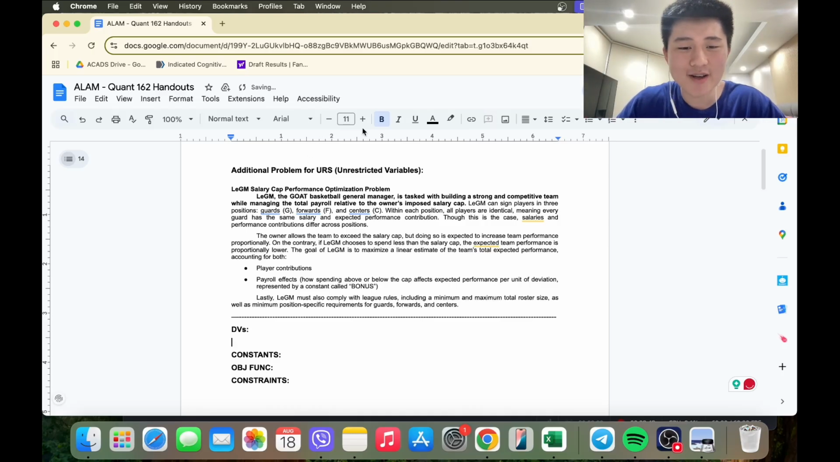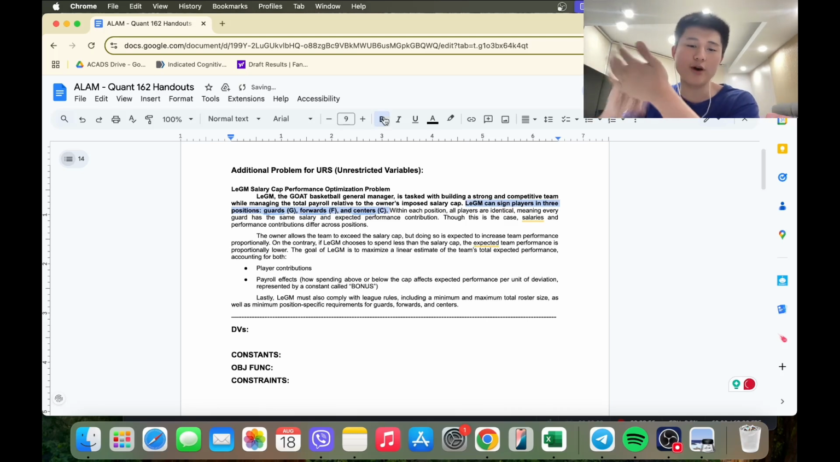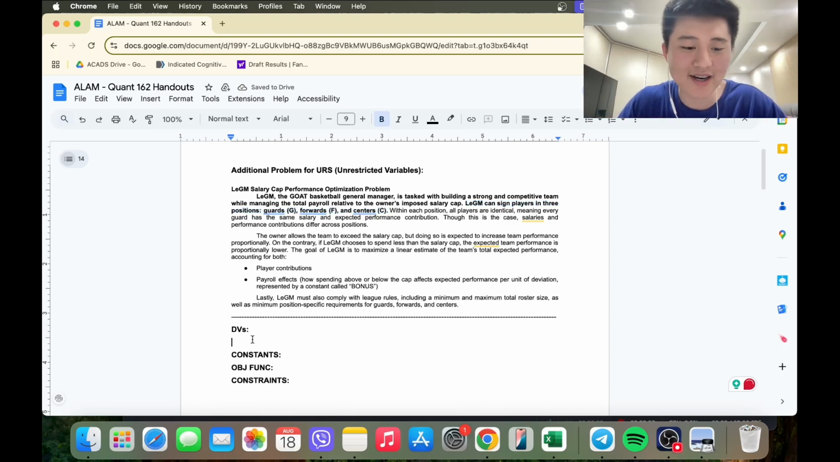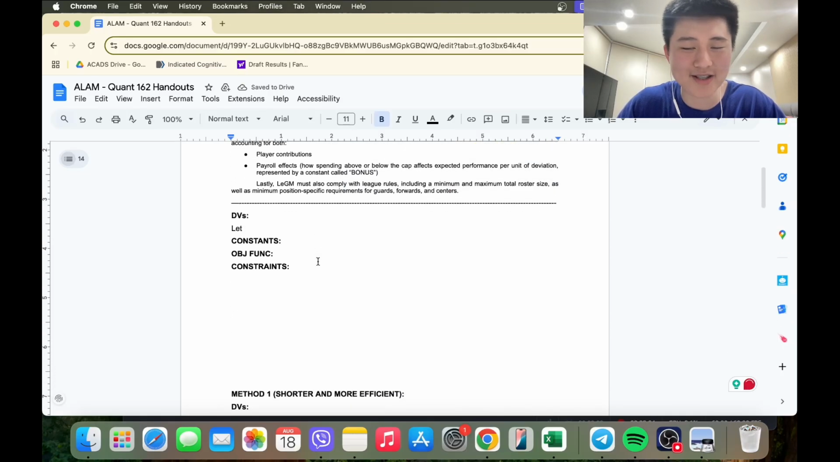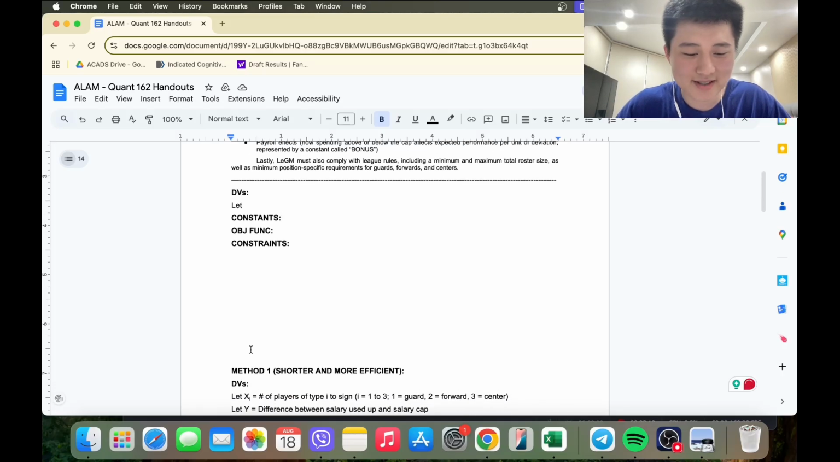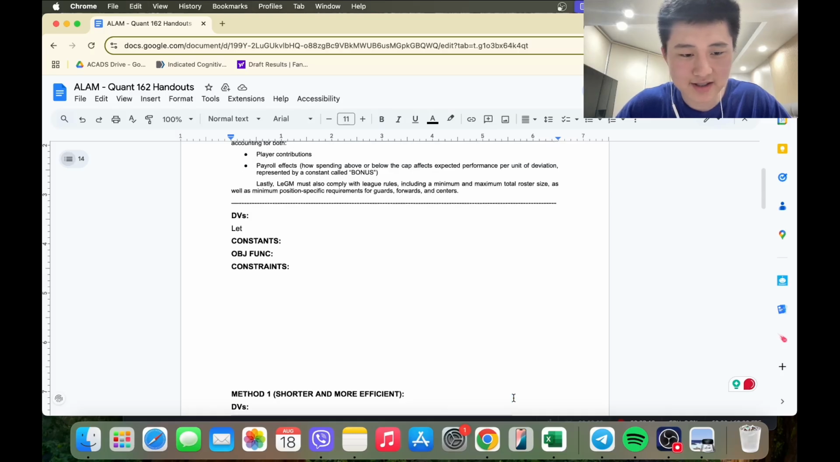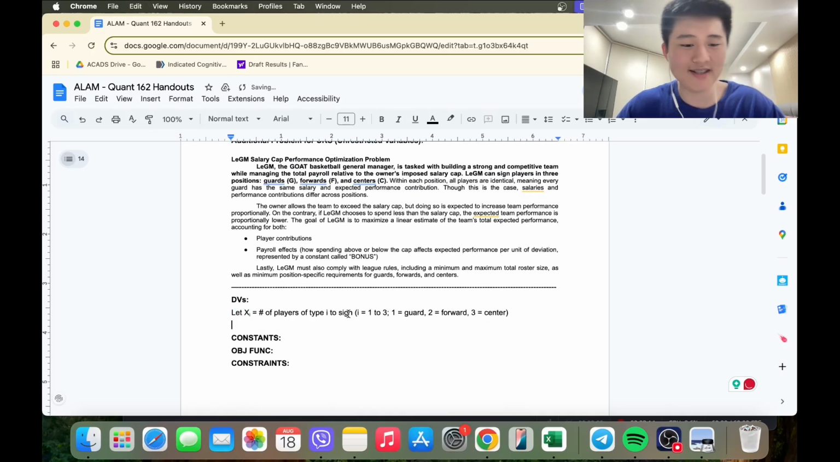So for the decision variables, when you first read the problem, you see that he has to sign a number of players from guards, forwards, and centers. So that's clearly our DV. So let xi be the number of players signed for position i. I actually solved it already, so let me just copy paste, since if not, this is going to take very long since there's a lot of constants. Essentially that.